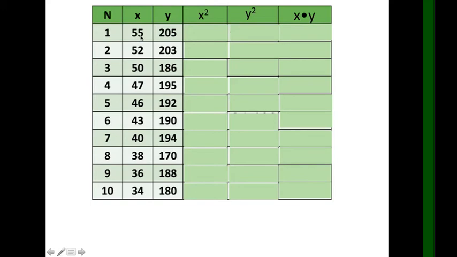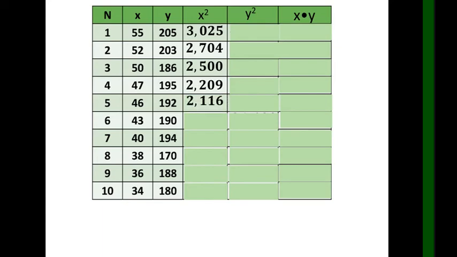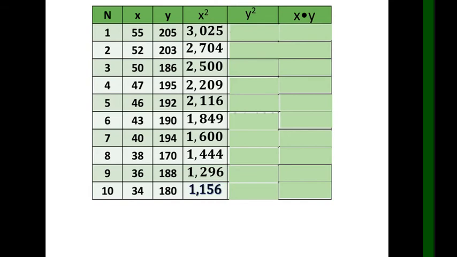So let's start with 55. 55 times 55 is 3025. 52 times 52 is 2704. 50 times 50 is 25. 47 times 47 is 2209. 46 times 46 is 2116. 43 times 43 is 1849. 40 times 40 is 16. 38 times 38 is 1444. 36 times 36 is 1296. And 34 times 34 is 1156.